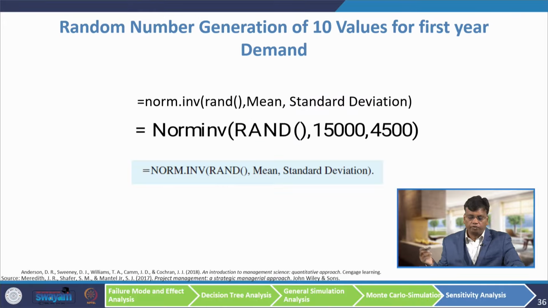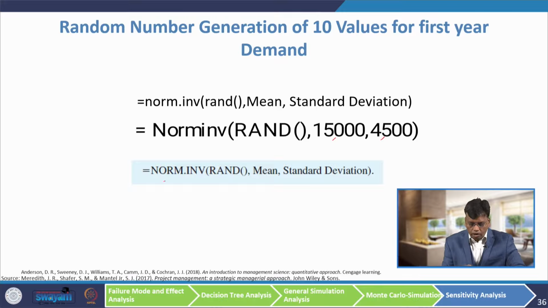The third input variable is demand, but now we have to generate the demand that should follow normal distribution. The mean should be 15,000 and the standard deviation should be 4,500. So, for this purpose, I am going to use the Excel function to generate random numbers which follow normal distribution whose mean is 15,000 and standard deviation is 4,500. For that purpose Excel has a standard formula.